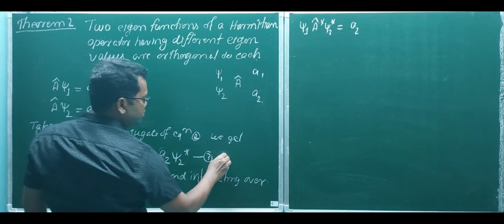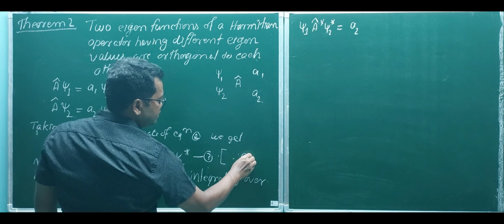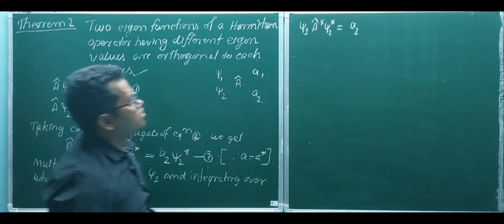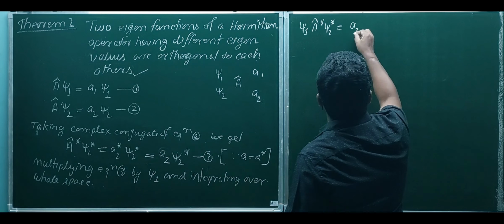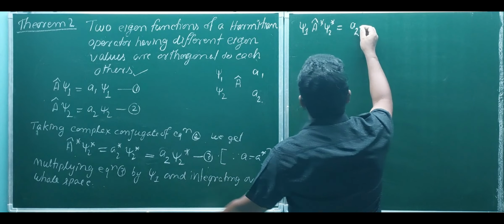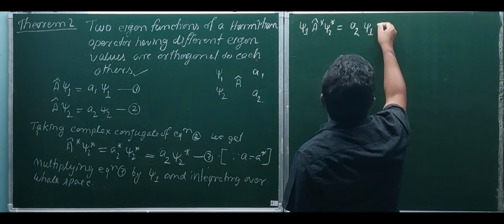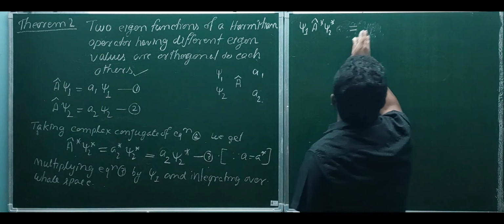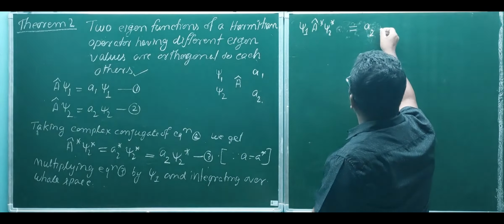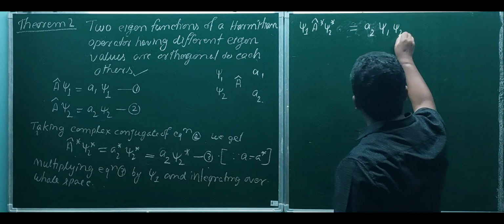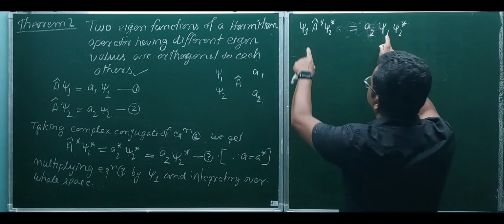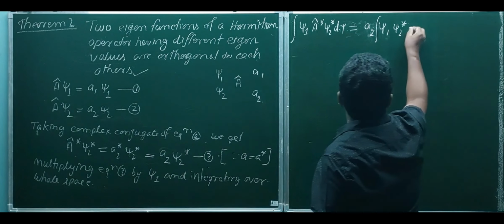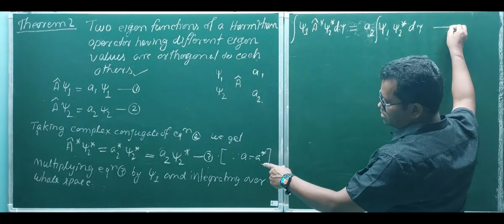Why? Because we know, just now we have proved A equal to A star. So A2 star equal to A2. So we can write A2 multiplied by psi 1 psi 2 star, multiplied by psi 1 and integrating d tau, so equation number 4.